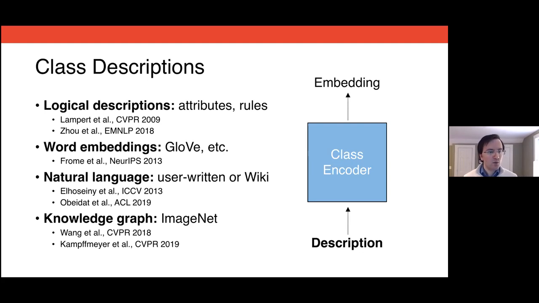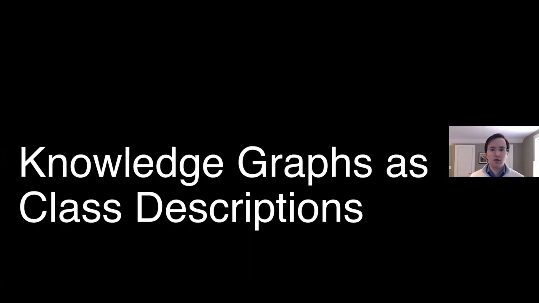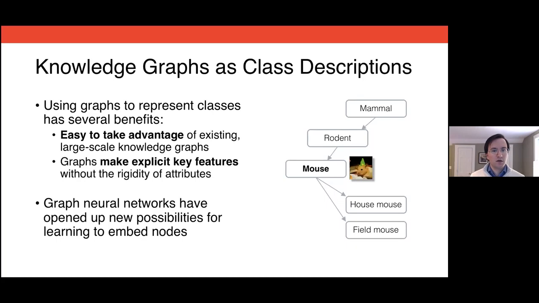And a little more recently, there's been this new idea: Wang et al. in CVPR 2018, and then Kampfmeyer et al. in CVPR 2019, proposed that we could use ImageNet or subgraphs of ImageNet as the descriptions for classes. And so this is another category of class descriptions, and that's what we're going to focus on.